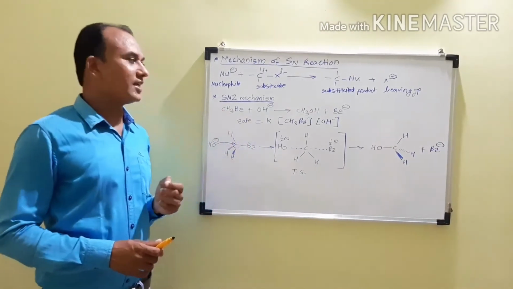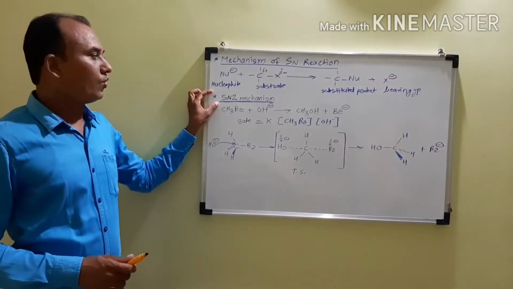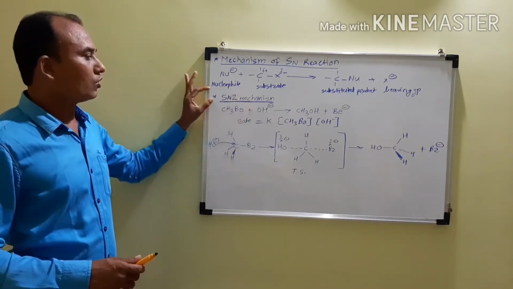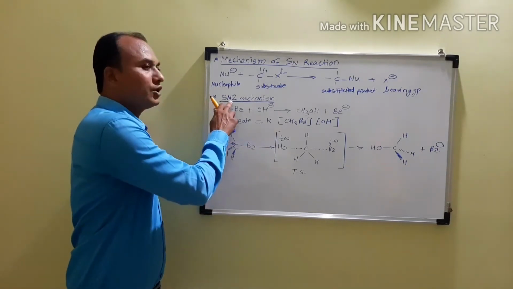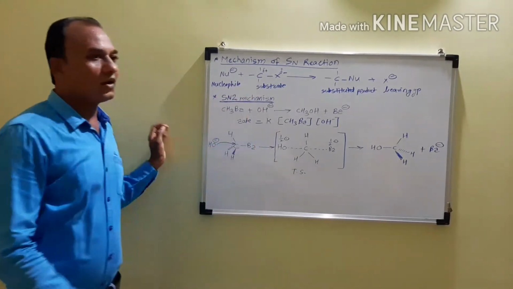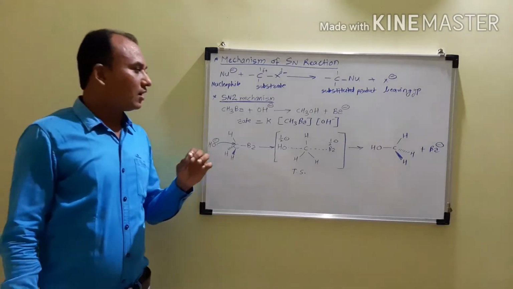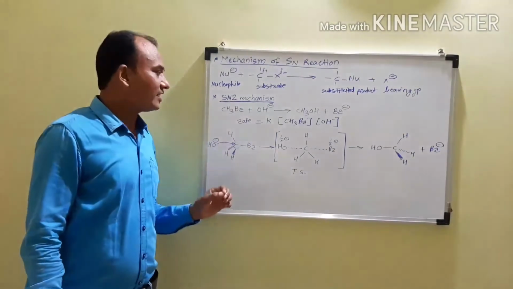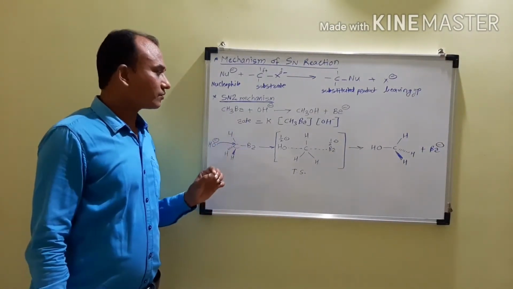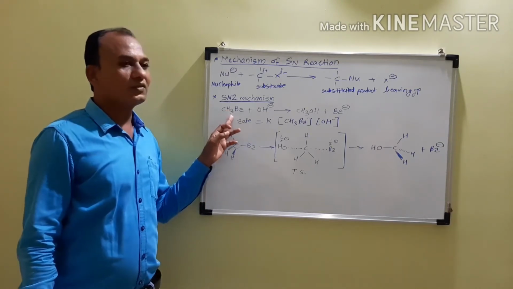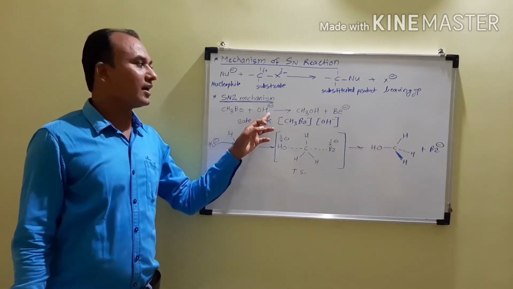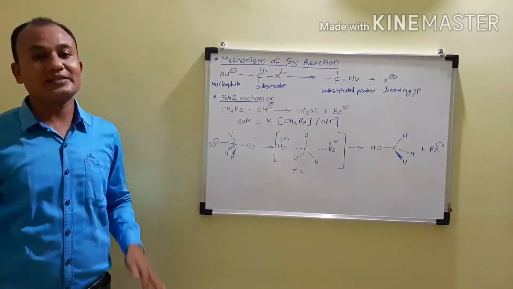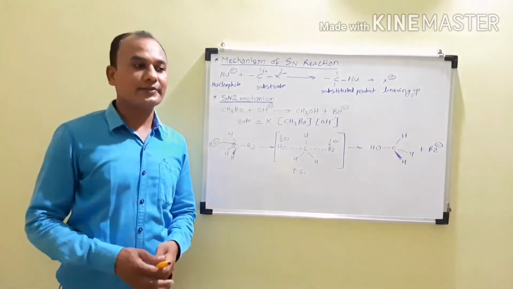Now first we have to consider the SN2 mechanism. SN2 means substitution nucleophilic bimolecular, where 2 means bimolecular. So the long form is substitution nucleophilic bimolecular mechanism. Mainly, the ideal example to explain the SN2 mechanism is the reaction of methyl bromide with the hydroxyl ion to give methanol and the bromide ion.